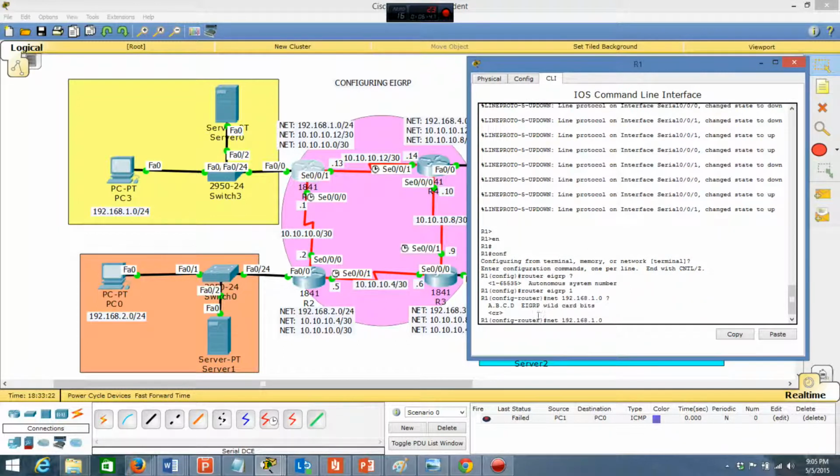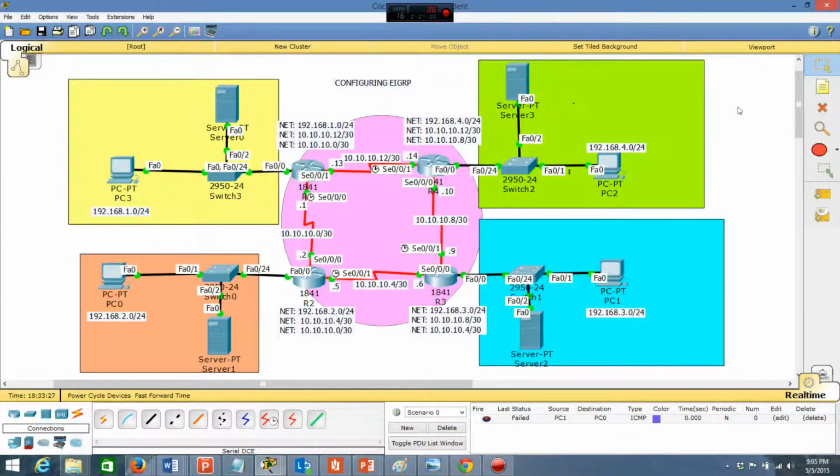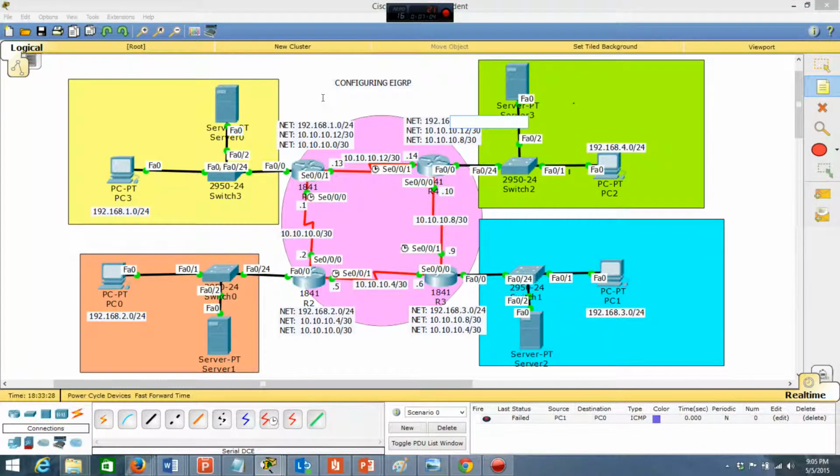So EIGRP wildcard mask, the bits. Alright, so the wildcard mask is an inverse of the subnet mask. So what am I saying? Our subnet mask is usually 255.255.255.0, that will be for /24.